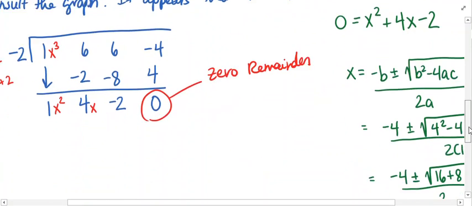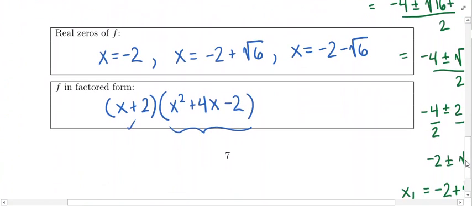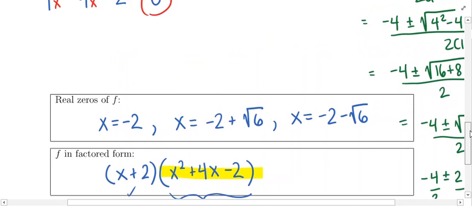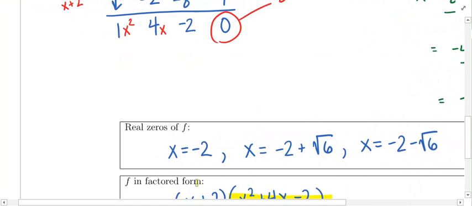All right. So we have one more thing to do. We know all three real zeros. We need to completely factor the polynomial function. We need to break this down. We know that when we set what I just highlighted in yellow equal to 0, we got the two x-intercepts, -2 plus the square root of 6, and then -2 minus the square root of 6.